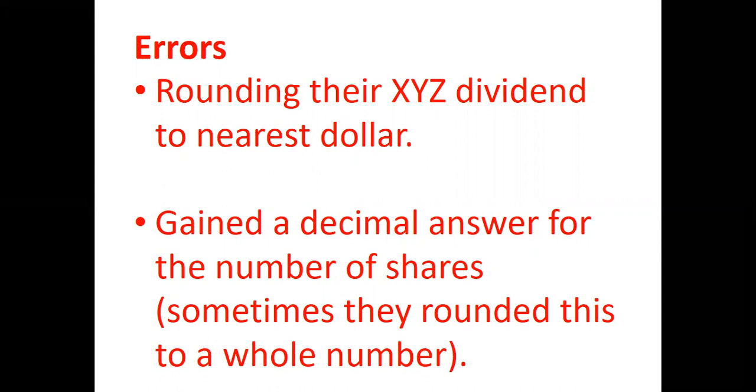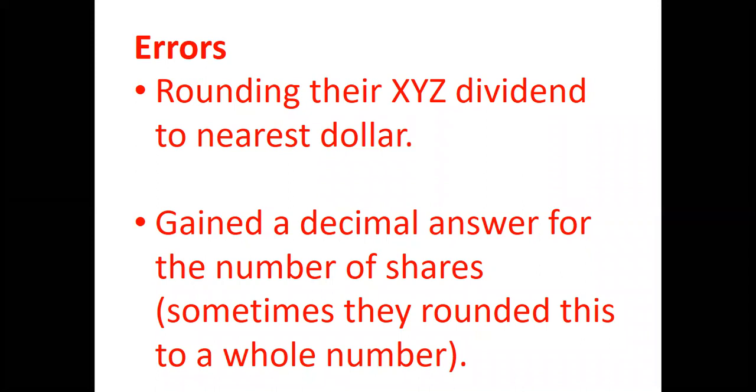Another thing that was very common, and I think this is something that we as teachers need to work on with our students, is that they rounded their XYZ dividend to the nearest dollar. It didn't seem like it was nice for them to have to use $83.52. They wanted to use $84 because they didn't want to have to deal with decimals, I guess. That was a problem.